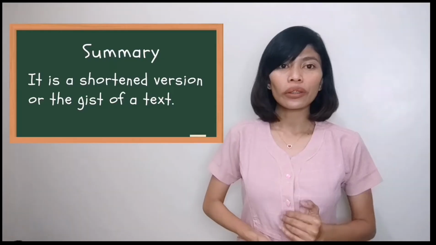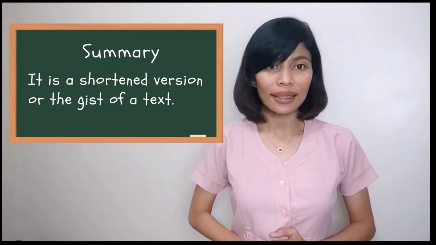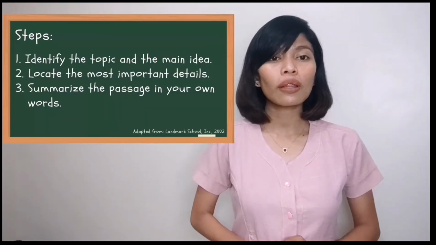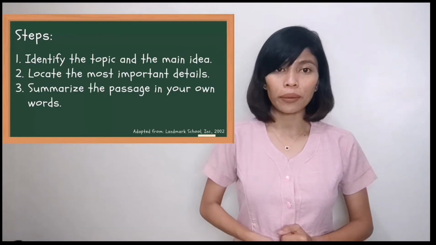What is a summary? Meaning to say, a summary is shorter than the original text. So how do we write a summary? In writing a summary, you decide what to include and what to omit and determine what information is relevant to your audience as well as its purpose. You may use the following 3 steps in writing a summary.